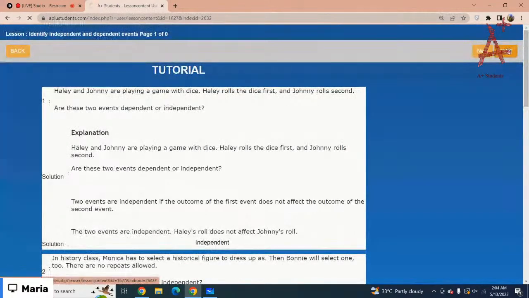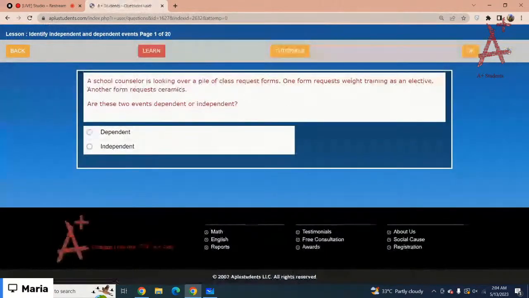Let's start with the test questions. A school counselor is looking over a pile of class request forms. One form requests weight training as an elective, another form requests ceramics. Are these two events dependent or independent? So which is the correct option? Both the events are independent events. You have different forms for different requests. Like for weight training you have one form, and for ceramics you have another form. So they are independent events.